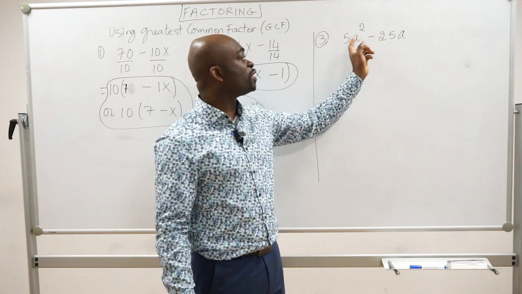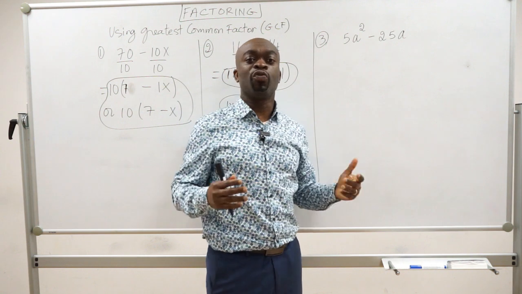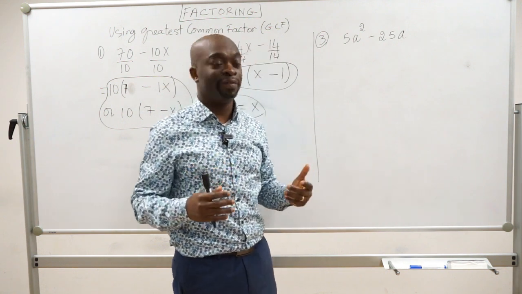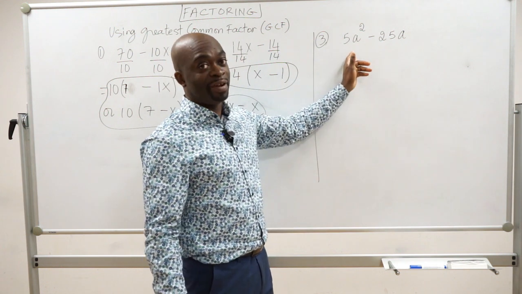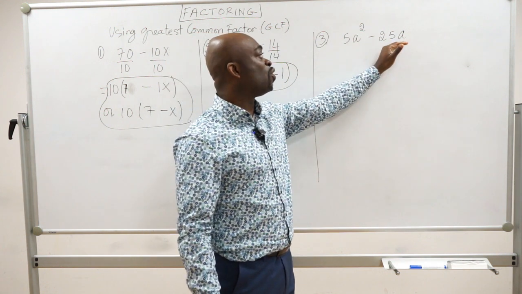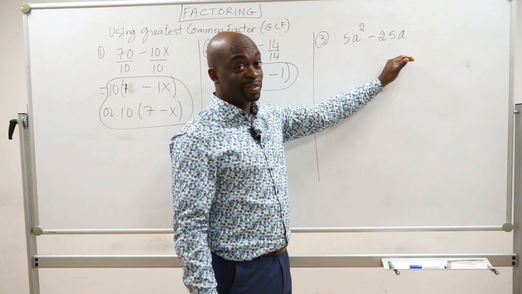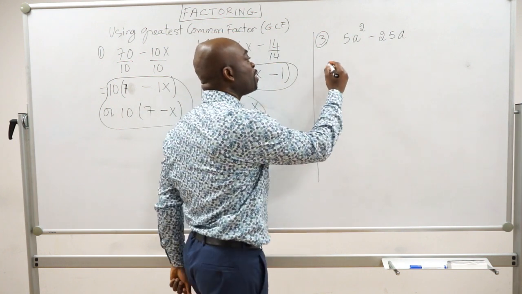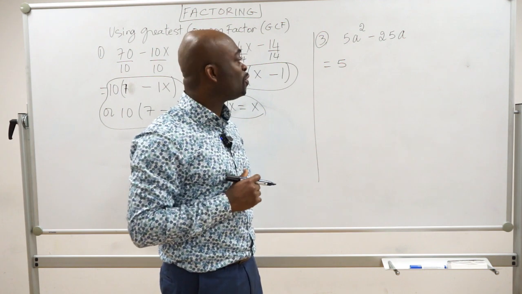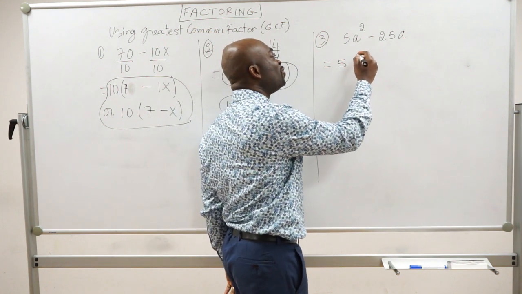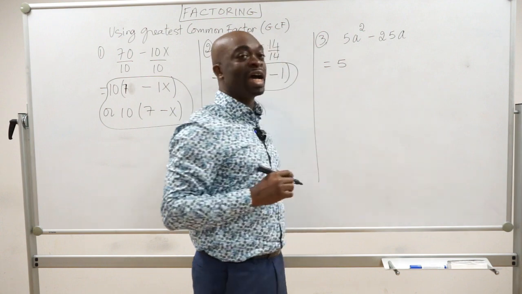So we go with the numbers first, 5 and 25. What do we have in common for those two? 5. So because we have 5 in common for those two, because 5 can divide 5 one time, and 5 can go into 25 5 times. Okay? So automatically, you write down the 5. And then what do you do after that? So now, what else do you have in common?